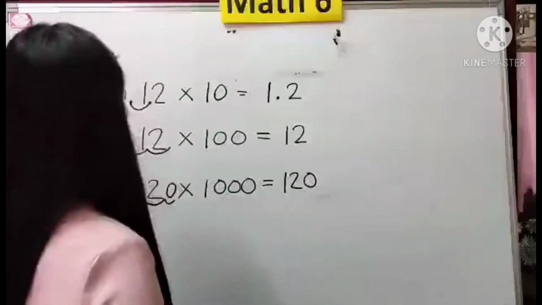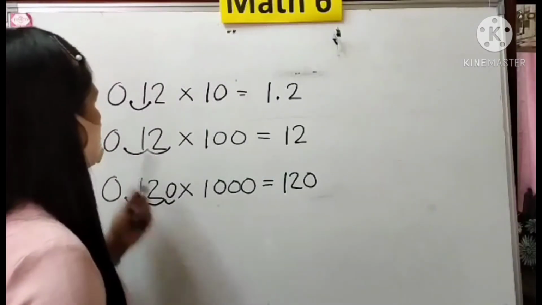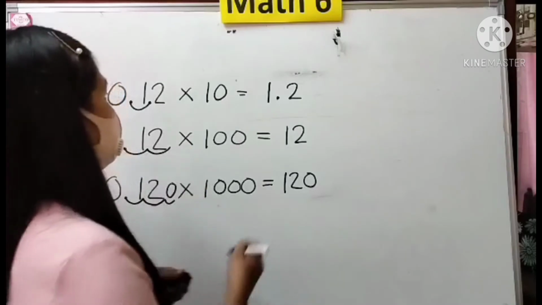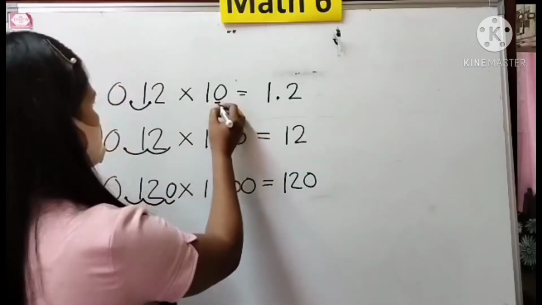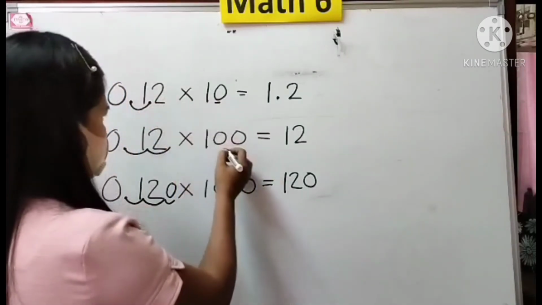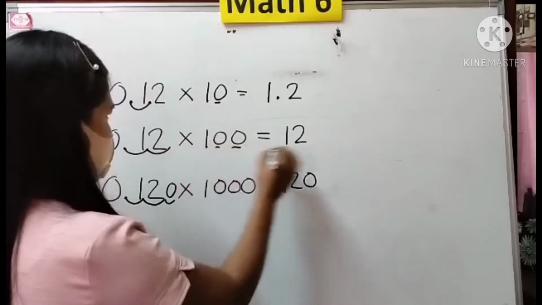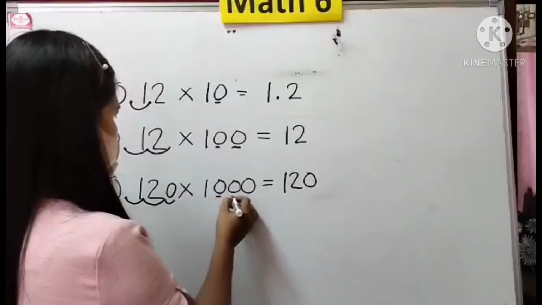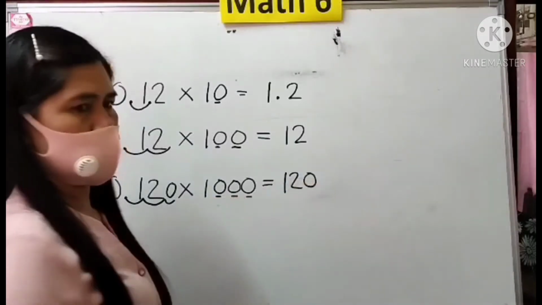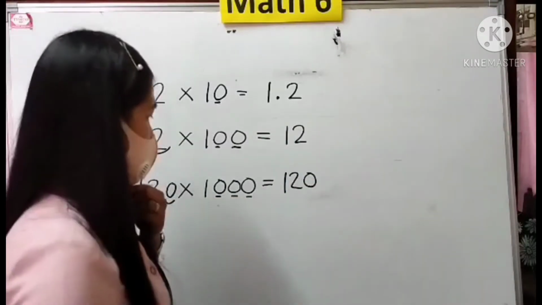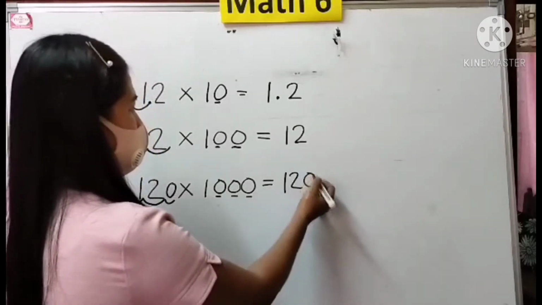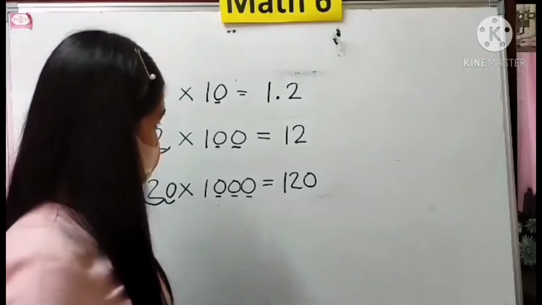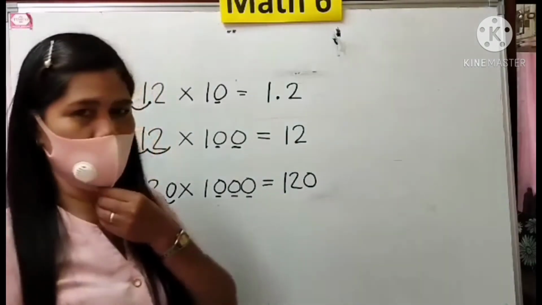Okay. So as you can see, the number of decimal places that you are going to move depends on the number of zeros. So for 10, move 1 step. For 100, move 2 steps to the right. For 1000, you will move 3 steps to the right. So if it is needed, you're going to place 0 as a placeholder.